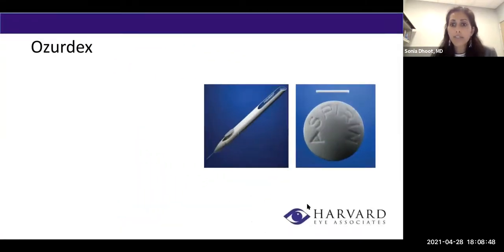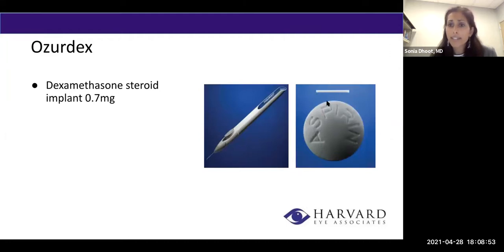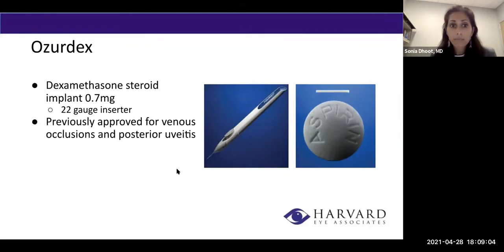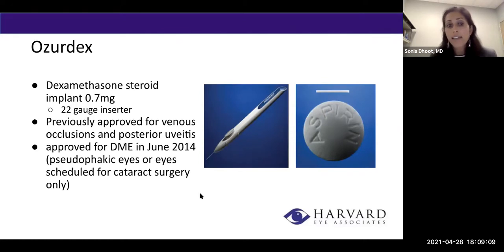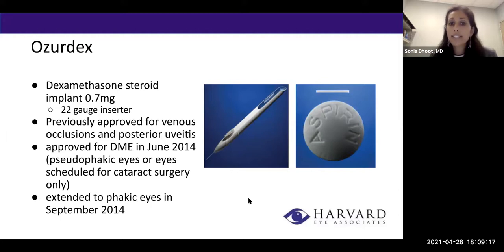So Ozurdex is the first steroid implant, and it's like the size of a grain of rice. This is next to a baby aspirin, so you can see it's very tiny. It's like a little cigarette that sits in your eye and releases steroids slowly for about 3 to 6 months. It was previously approved for vein occlusions and posterior uveitis, and then was approved for diabetic macular edema in June of 2014. And initially they said, hey, don't do it in patients who haven't had cataract surgery. And then later they said, okay, you can do it on anybody, but just let them know it may make their cataract grow.